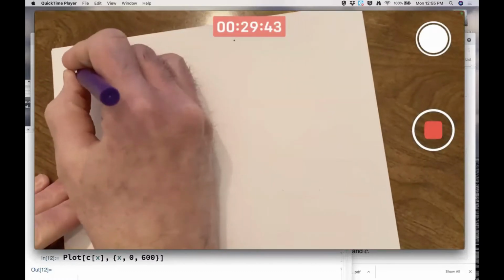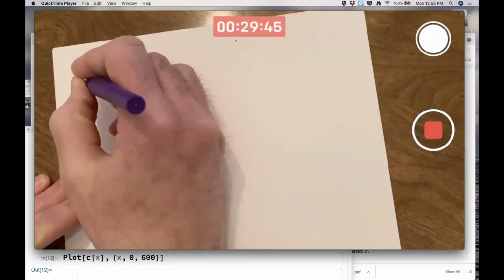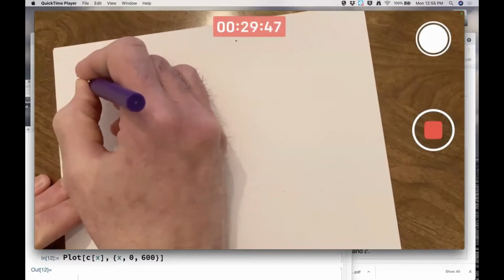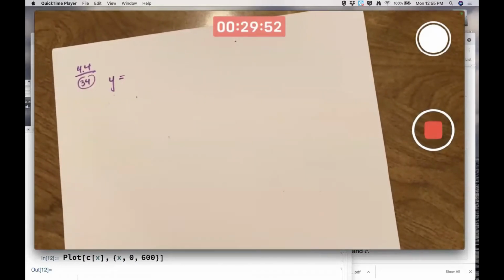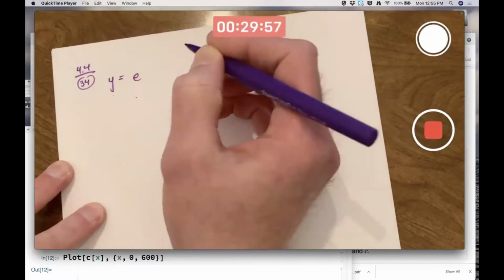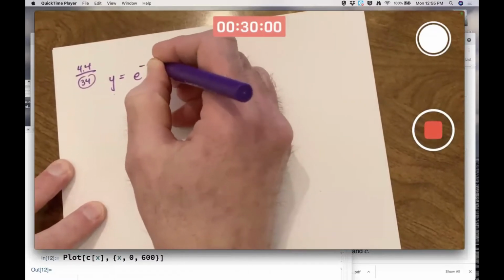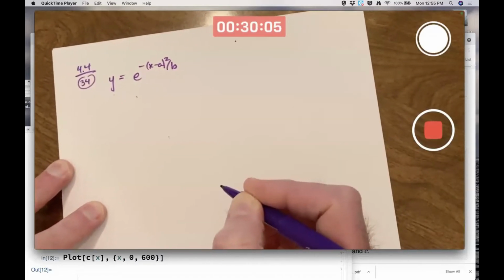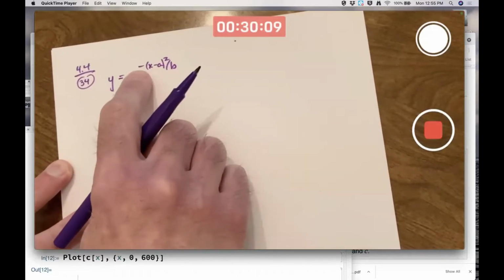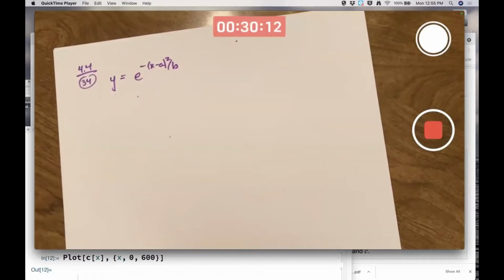section 4.4, number 34, it's a family of curves. It's not just one curve. A and B can be anything. A family of functions or a family of curves. e to the negative x minus a quantity squared over b. And by the way, this negative sign here is outside the squaring. You do the squaring first, then divide by b, and then put the negative sign.